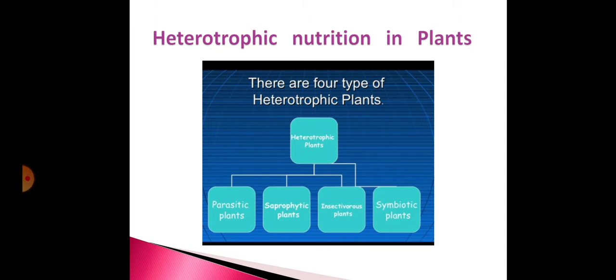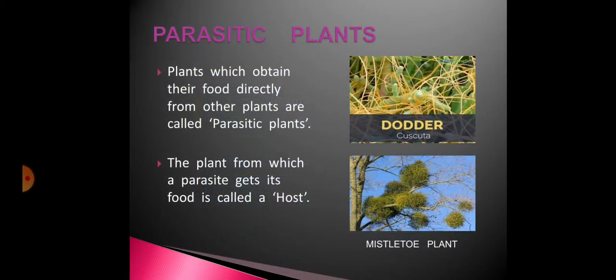First, let's start with parasitic plants. The plants which obtain their food directly from other plants are known as parasitic plants. The plant from which a parasite gets its food is called a host. We can take an example of Cuscuta, which is an example of parasitic plant. As you can see in the picture, it coils around the stem and branches as a yellow tubular structure.